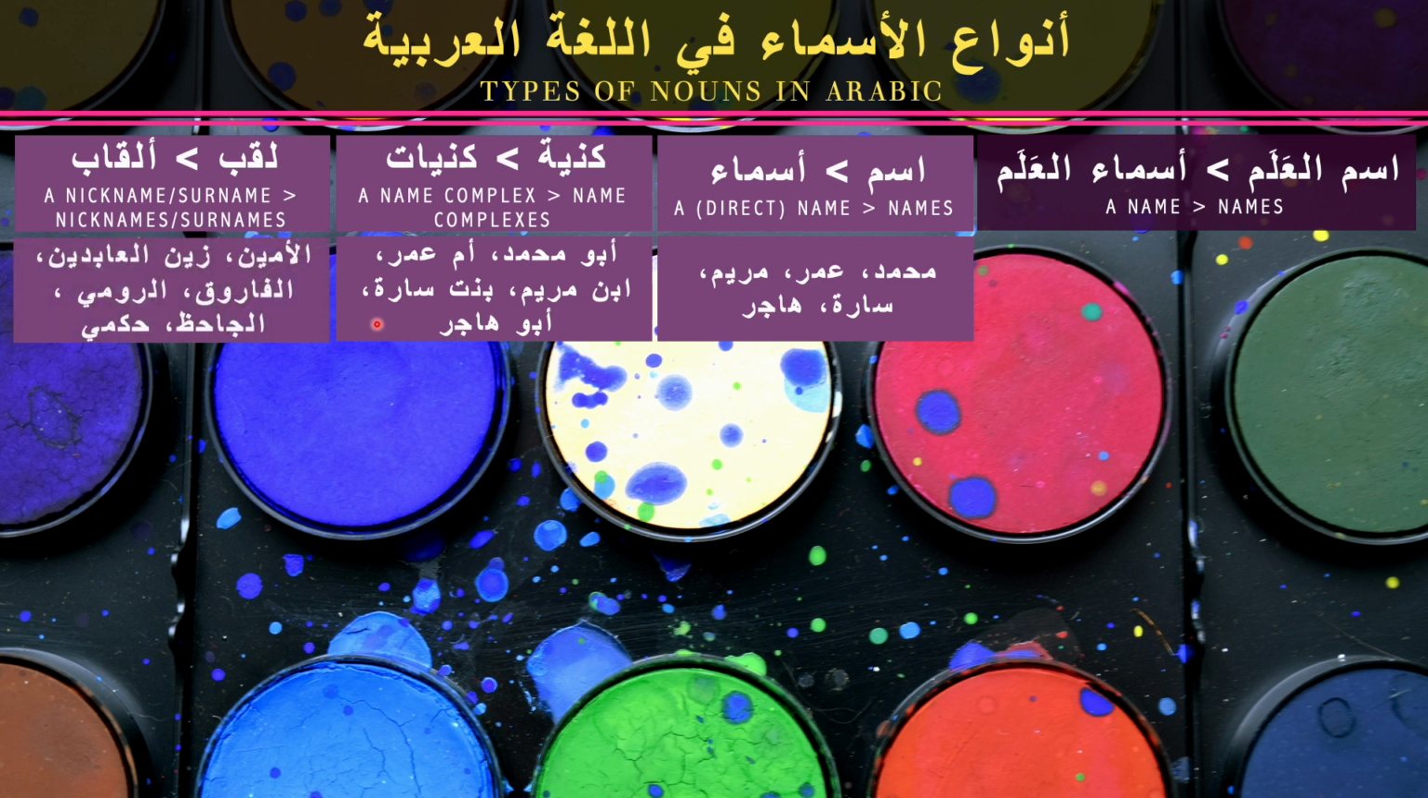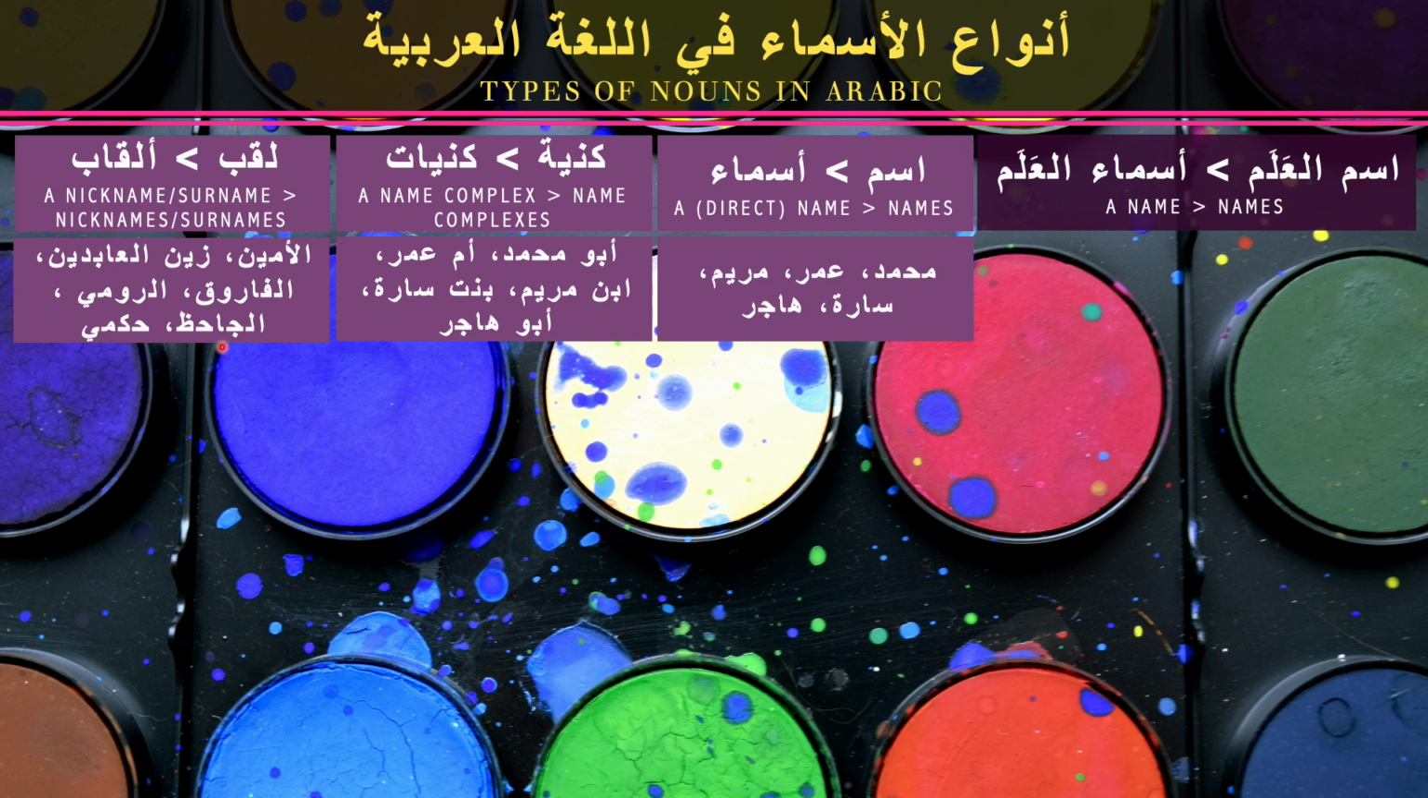And then we have laqab, which carries both meanings, a nickname or a surname. But most of the time when the word laqab is used as a nickname, it is a very well-known nickname for a person. Like for example, Al-Amin for our Prophet Muhammad sallallahu alayhi wasallam, Zain al-Abidin, Al-Faruq, Al-Rumi, Al-Jahid.